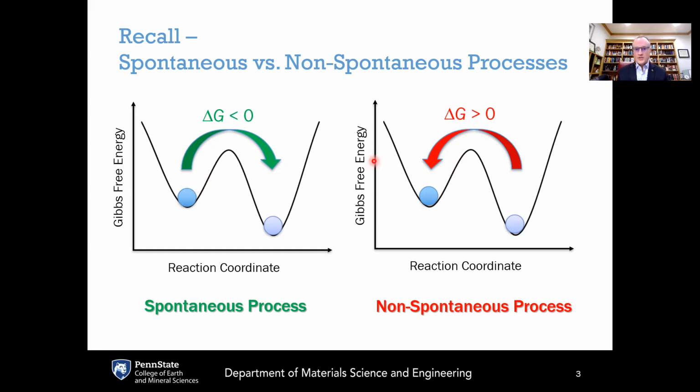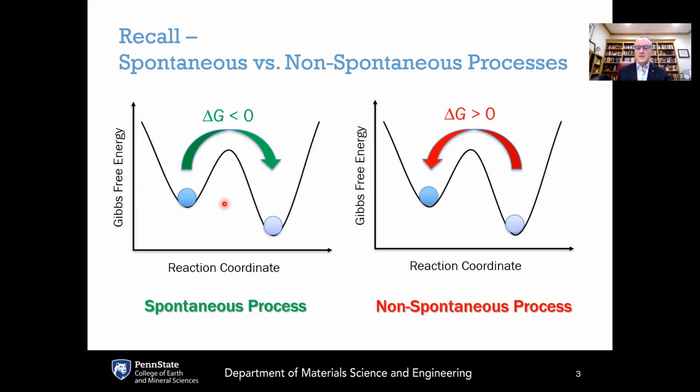Now, remember also that whether a process is spontaneous or non-spontaneous only tells you about the difference of the Gibbs free energy between the initial and final states. It doesn't tell you anything about the height of this barrier. So it doesn't tell you anything about the kinetics of the process and whether you would actually see this process occur on the time scale of your experiment.